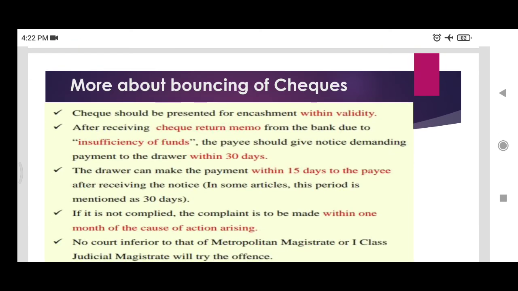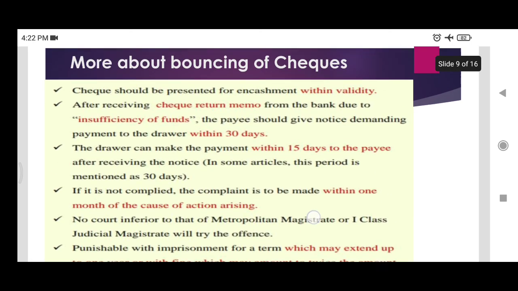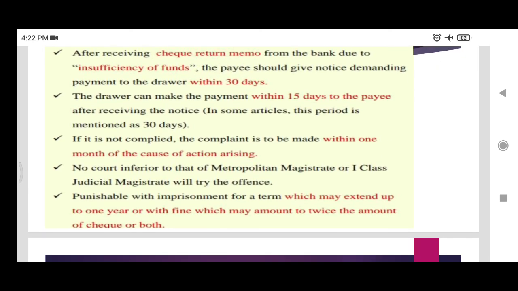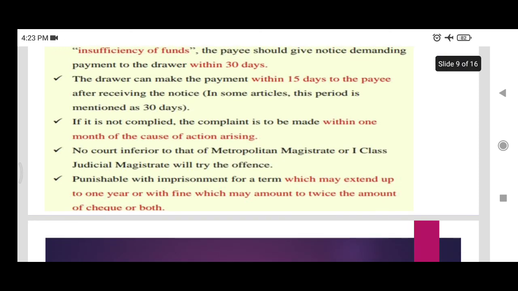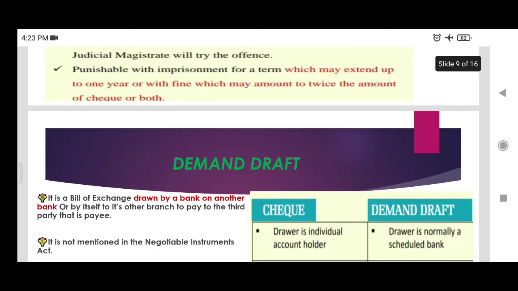Here is some more information about the bouncing of checks. It seems important, so I have made a slide. Have a look, friends. There are some more important points. What is the conviction rate, I mean the imprisonment period, and what is the penalty for one who bounces a check? All such information I have given over here. Please have a look.